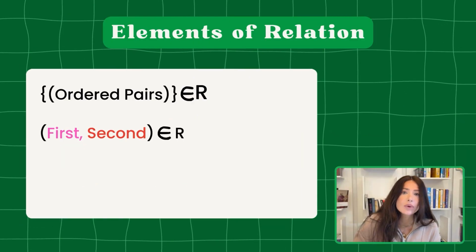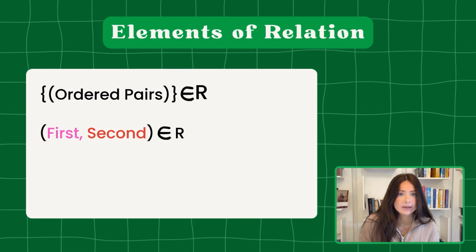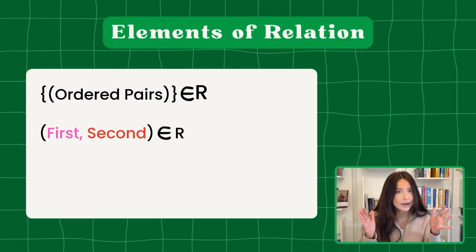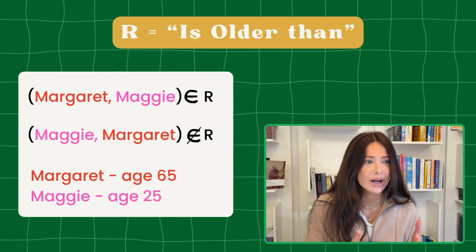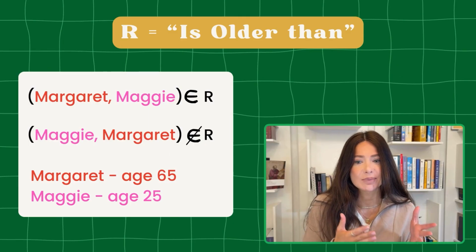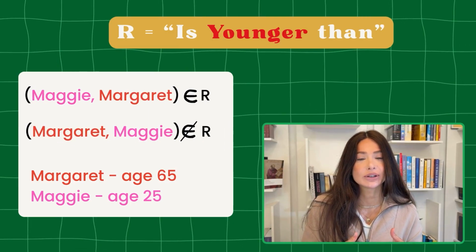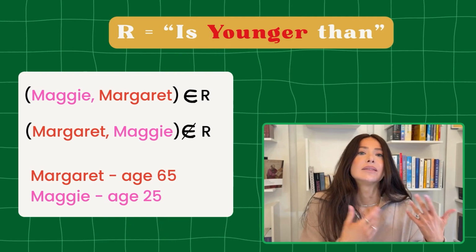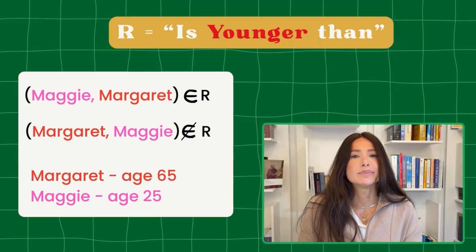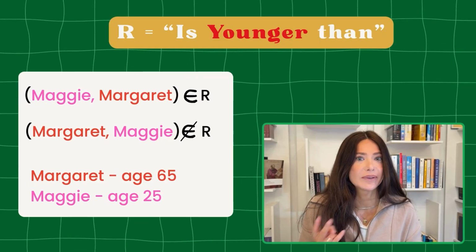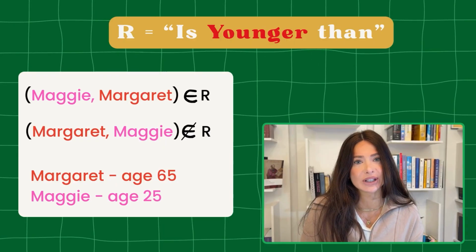As I'm editing this, I wanted to clarify that elements of a relation are going to be ordered pairs, meaning that there will be a pair whose order, who comes first, will matter. In our example, Margaret has to come before Maggie. So it's Margaret and then Maggie, because Margaret is older than Maggie. If I define relation to be is younger than, then in that relation, Maggie should come first. Maggie, then Margaret. But you can see how the order of them will matter. And if you flip it, usually it will no longer be in the relation.